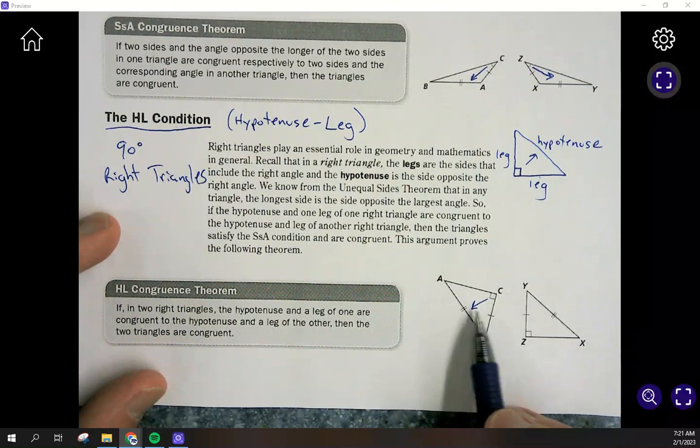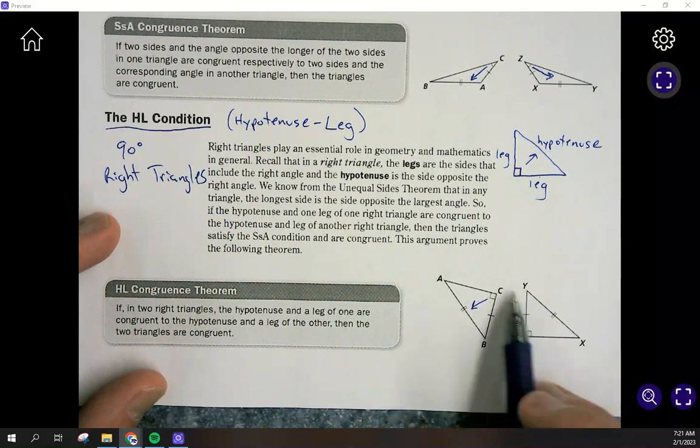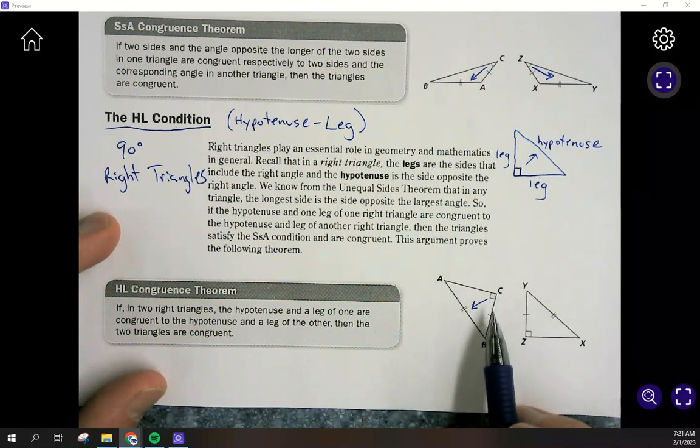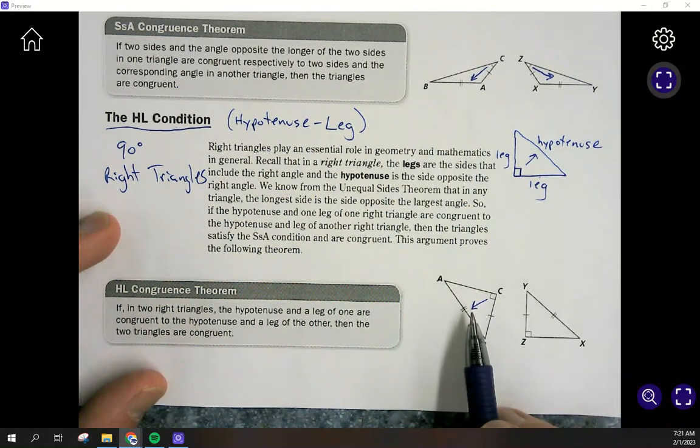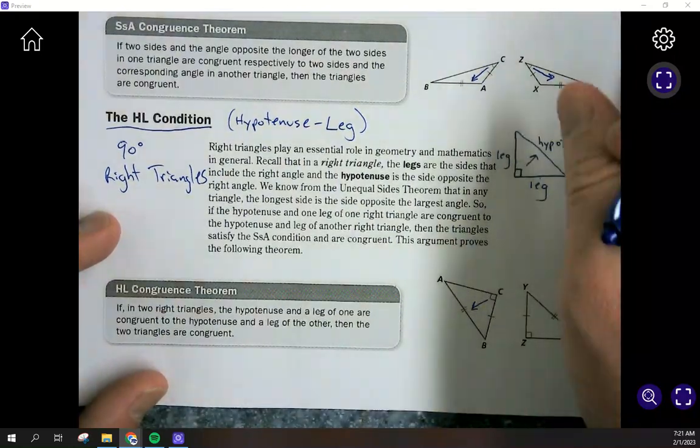Okay, so this is the SSA special condition. Longest side across from the angle. Smallest side is the one that's next to the given angle. So this is SSA. But when we look at this with a 90-degree angle, we're just going to call this the HL theorem for hypotenuse and leg. And this explains that. So let's use it a little bit on the back.